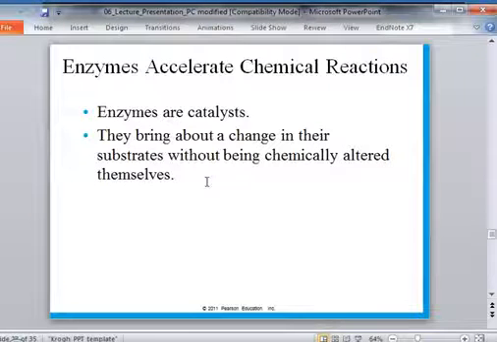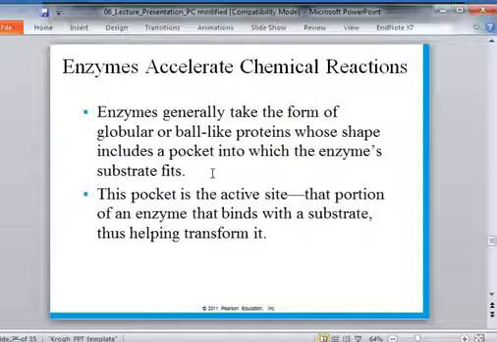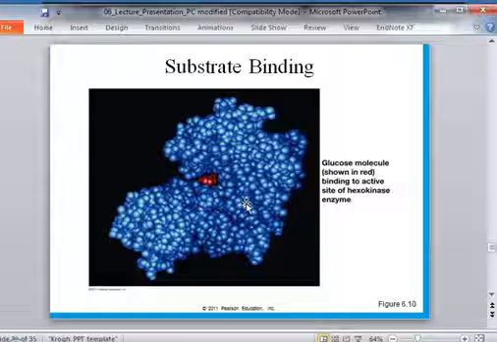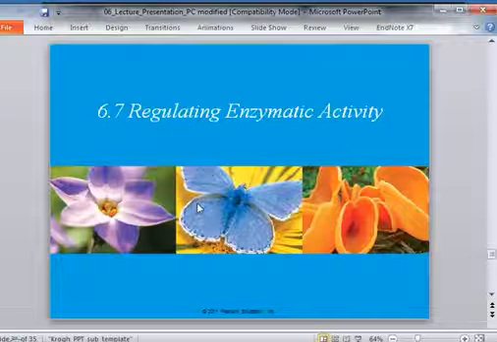As we mentioned, enzymes are catalysts. The substrate is what an enzyme acts on, and an enzyme will bind to a substrate with its active site. The key thing here is that enzymes will not be chemically altered themselves. They are globular-like proteins, and they look something like this. And so here's an enzyme, and it is binding to something to accomplish a goal.